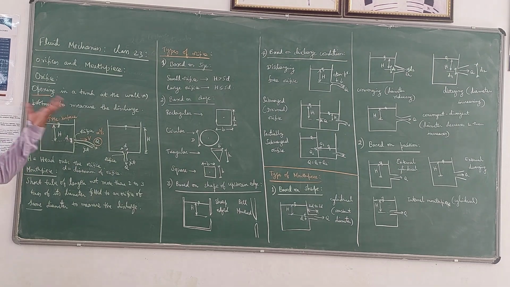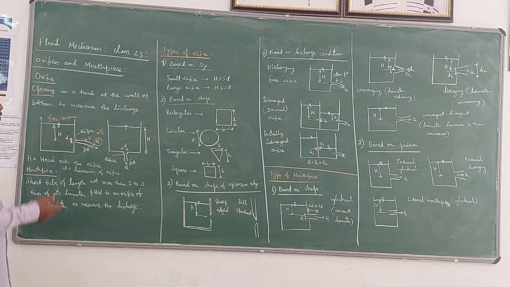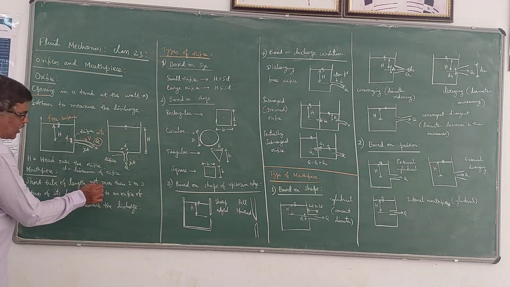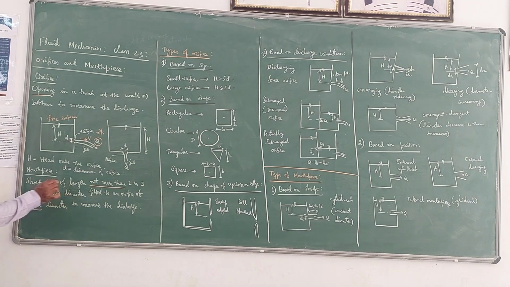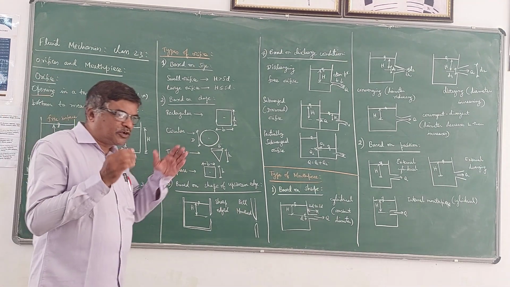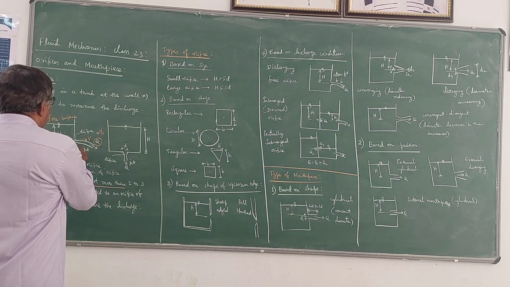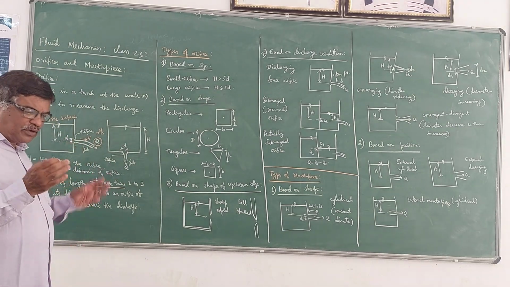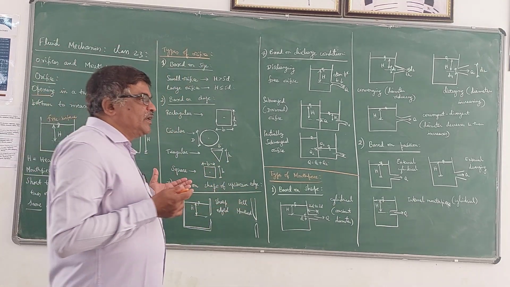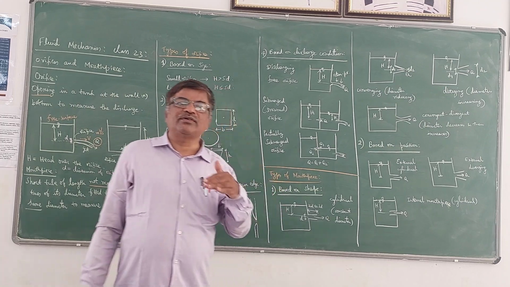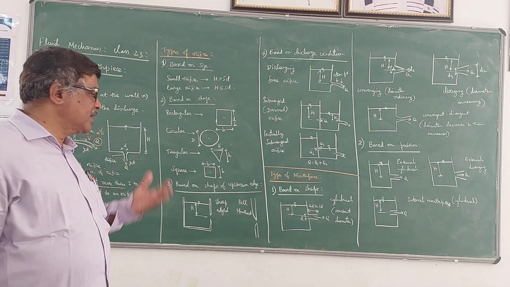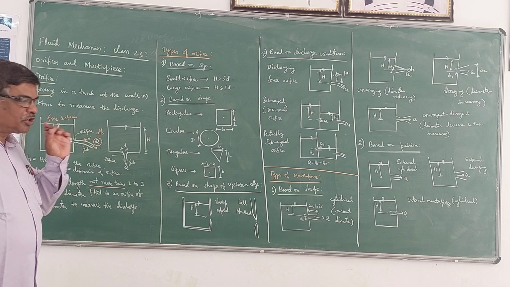The other device is the mouthpiece. Sometimes a short tube of length not more than 2 to 3 times its diameter is fitted to an orifice of the same diameter to measure the discharge. That tube is attached only to reduce the losses, or you can say that the coefficient of discharge of a mouthpiece is always greater than the coefficient of discharge of an orifice of the same diameter when they are working under the same head. So that is a mouthpiece, a short tube.